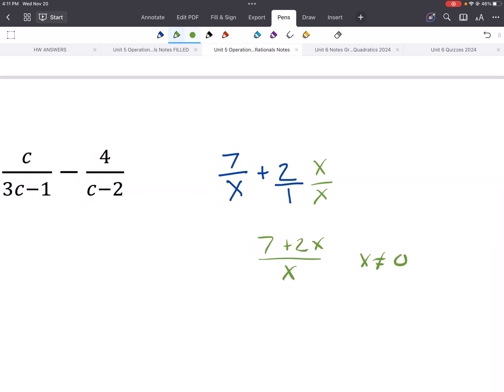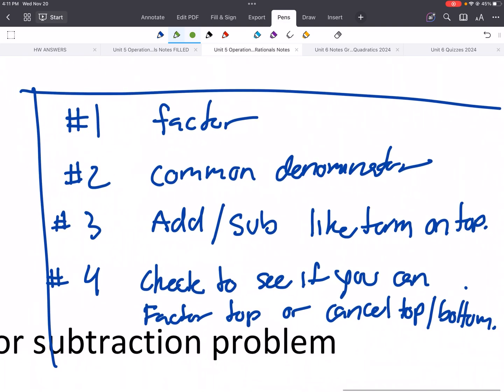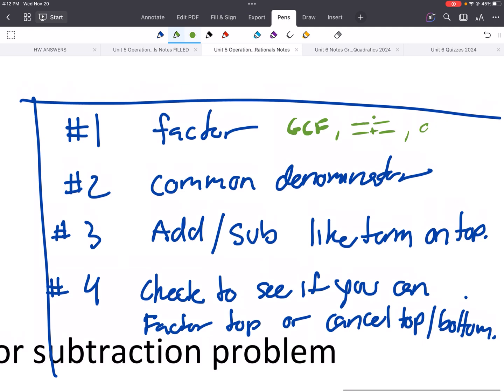Some people kind of struggled with that one on the homework. Okay, so again, this is kind of our go-to steps. So first off, make sure you factor. It could be taking out a GCF. It could be factor by grouping, like where we do the puzzle. You could have the difference of squares. That's where we have something like x squared minus 4, which gives you x plus 2 and x minus 2. Okay, so something like that.